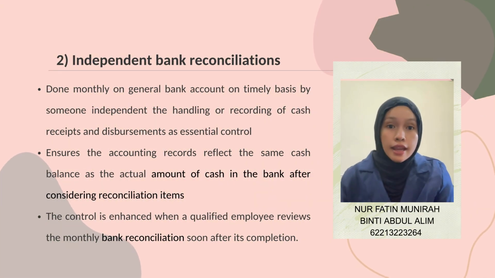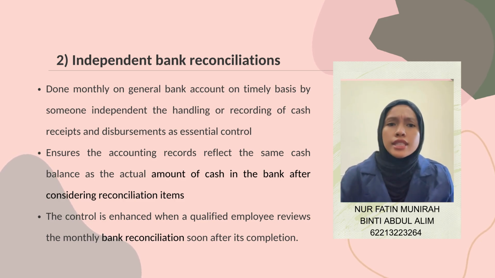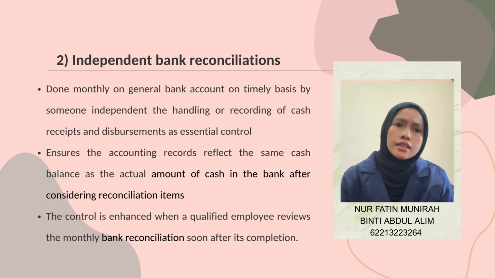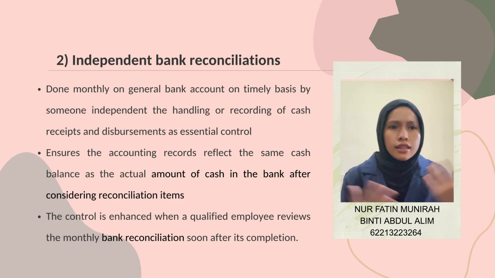So the second area of control risk relates to the independent preparation of monthly bank reconciliation. This one is the most important control over cash. A bank reconciliation compares the cash balance per the company books with the cash balance on the bank statement. Any timing differences, such as outstanding checks or deposits in transit, are identified and explained.